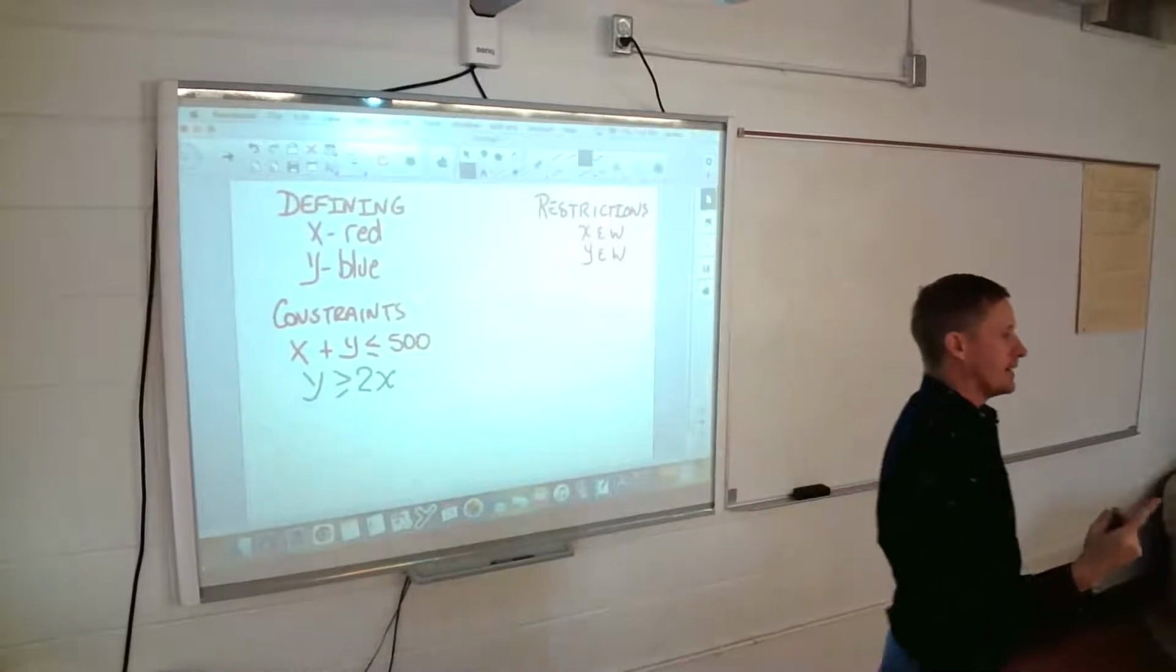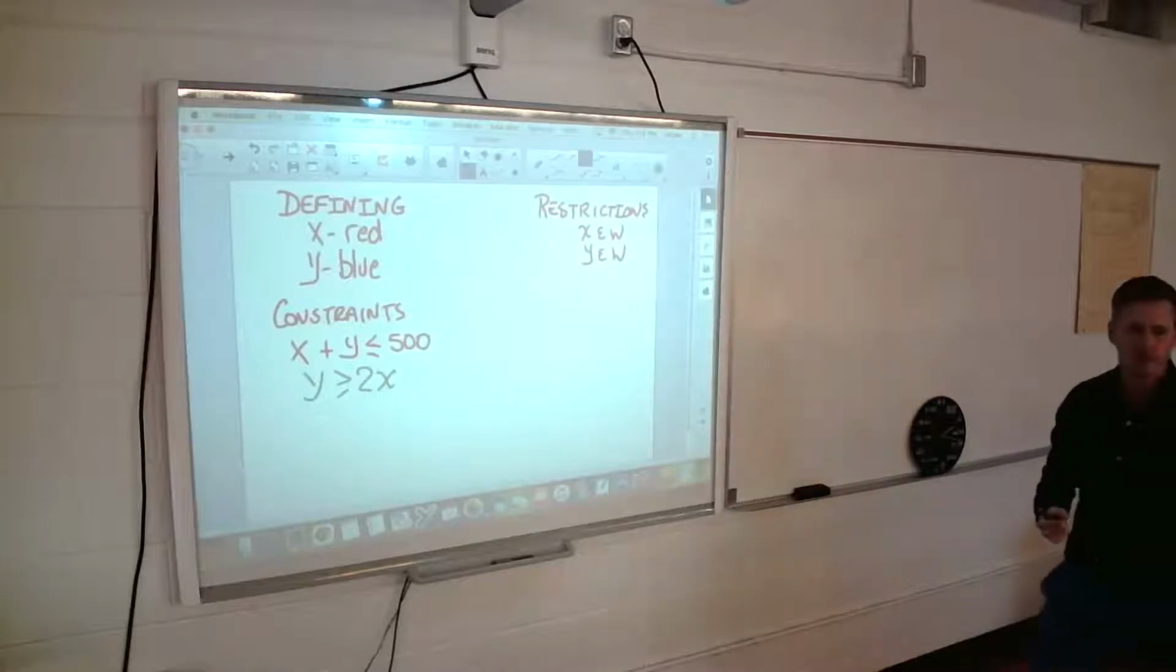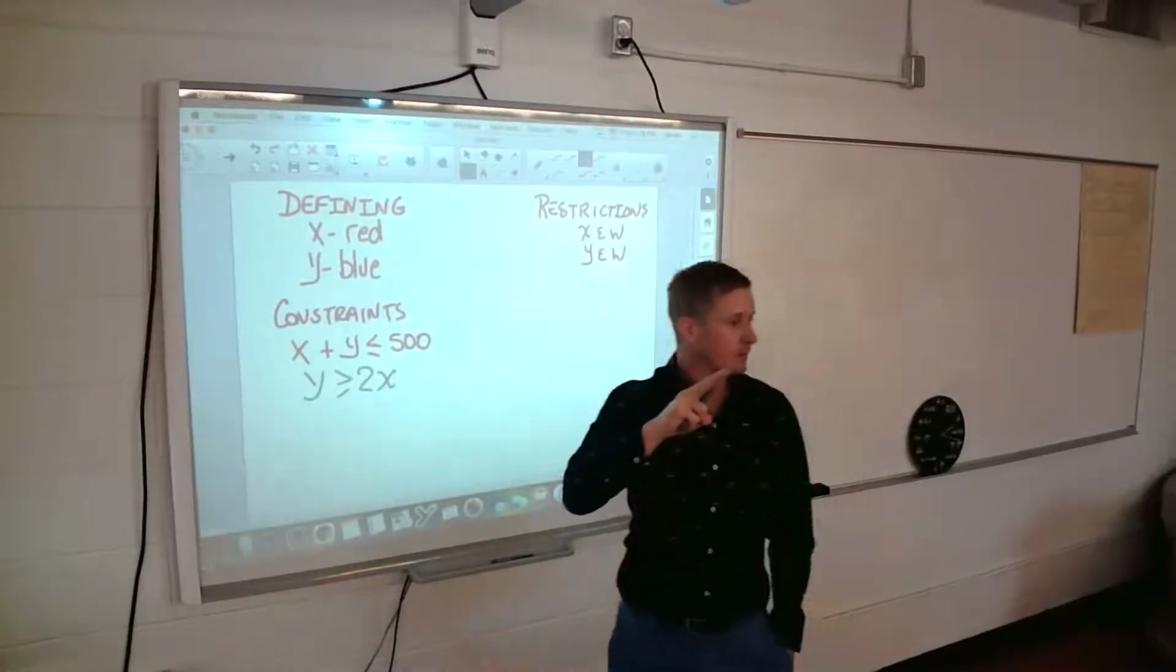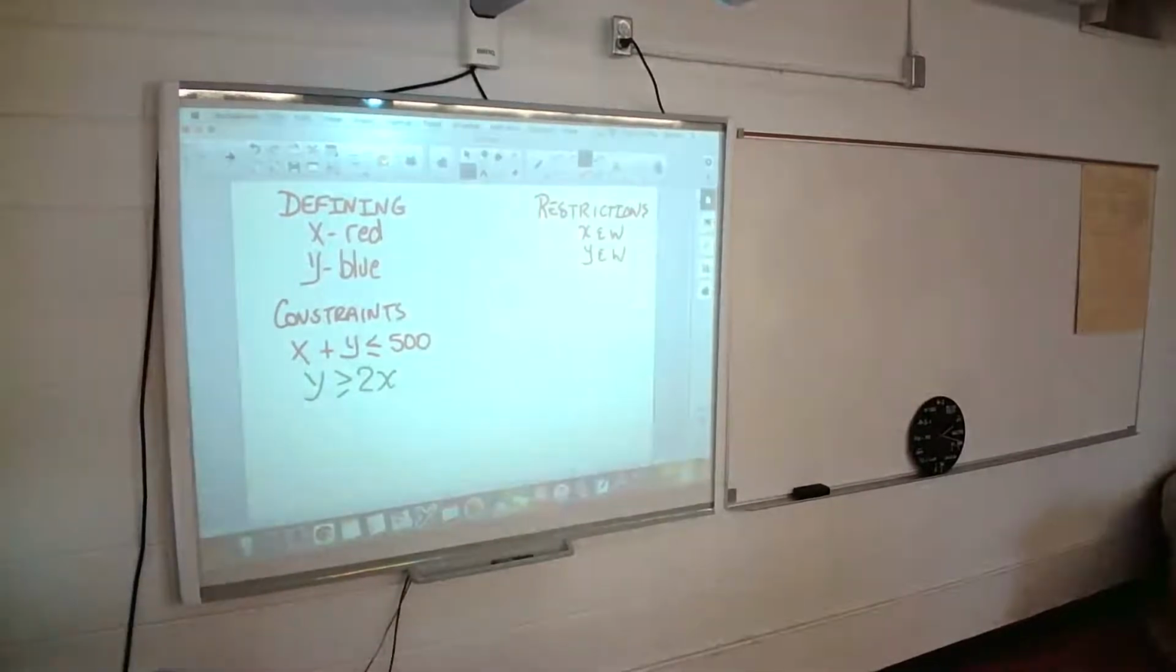If I have 1 red shirt, how many blue shirts do I have? 2. I have 2. Could I have 3? Why not? It says all I have to do is have at least twice as many blues as reds. So, no. That can be 2 shirts. That could be 3 shirts.